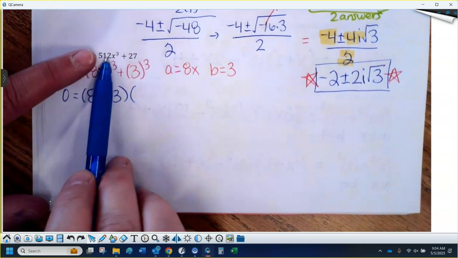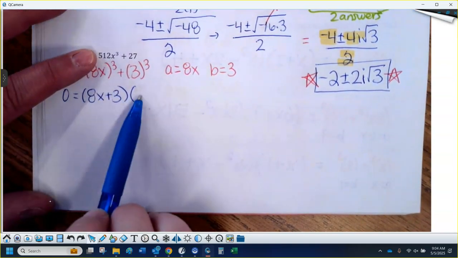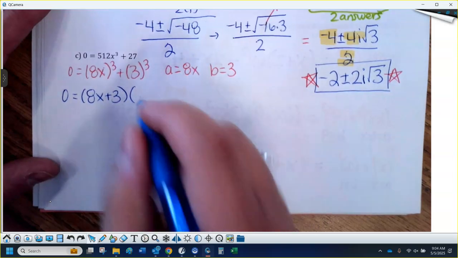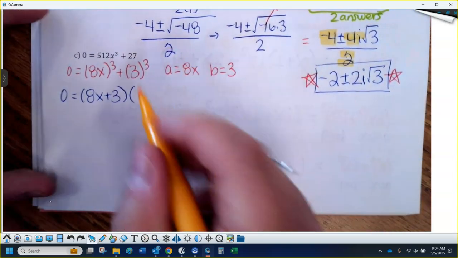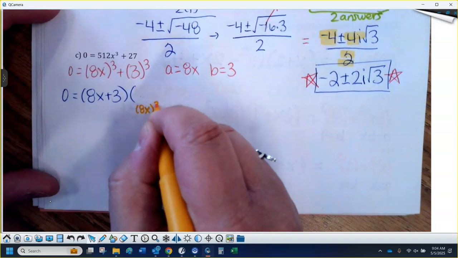Now, this is supposed to give me 512x cubed if I put this next term. It is, let me grab a different color here. This is 8x to the third.